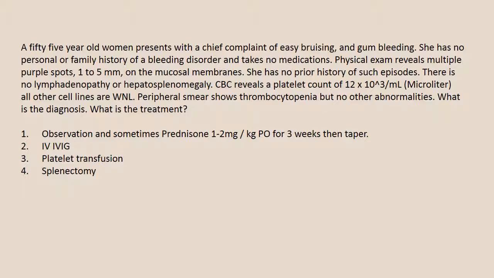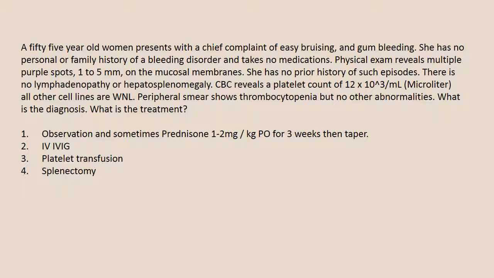CBC reveals a platelet count of 12 times 10 to the third per microliter. All other cell lines are within normal limits. The peripheral blood smear shows thrombocytopenia, but no other abnormalities. What is the diagnosis and what is the treatment?